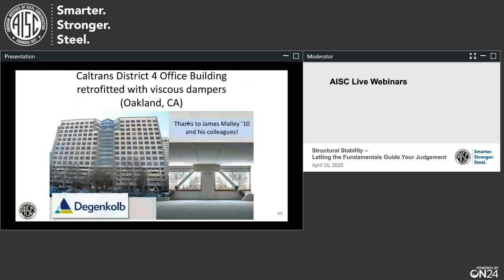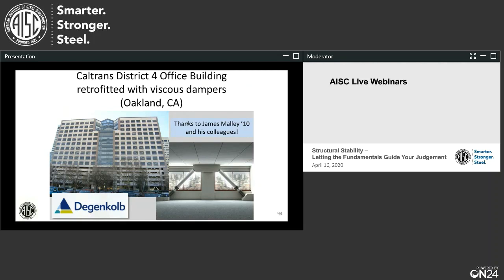Nate, I think I'm going to keep moving and not go to the video here, but one thing I want to provide you is an example, this Caltrans building. It was a structure that Jim Malley, who won the award in 2010, lent me. Jim's also the chair of the AISC specification. He's an engineer with Degenkolb, and they were faced with retrofitting this building for higher seismic demands that had more recently been discovered.